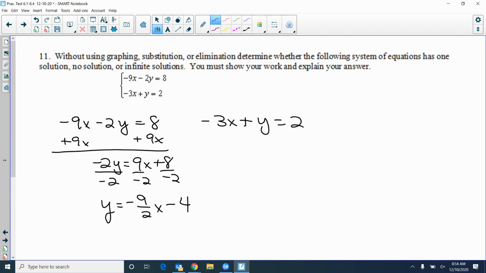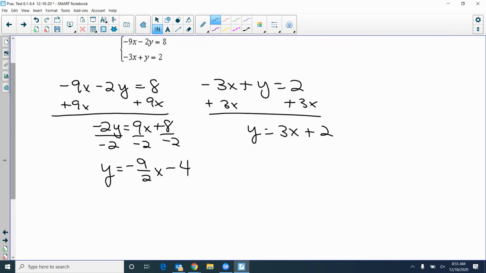So we're golden. I do go to the other one. I just have to add 3x. And so I get y equals 3x plus 2. Okay, that's your work.